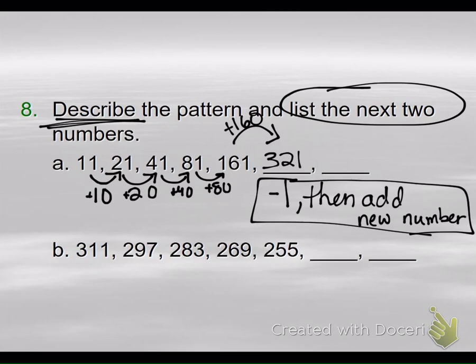Okay, so now we're going to do the same thing. So subtract 1. What would that be? 320. 320, and then let's add 320. I was one off. I thought you were adding 11 plus 11. This is 641. Very good.